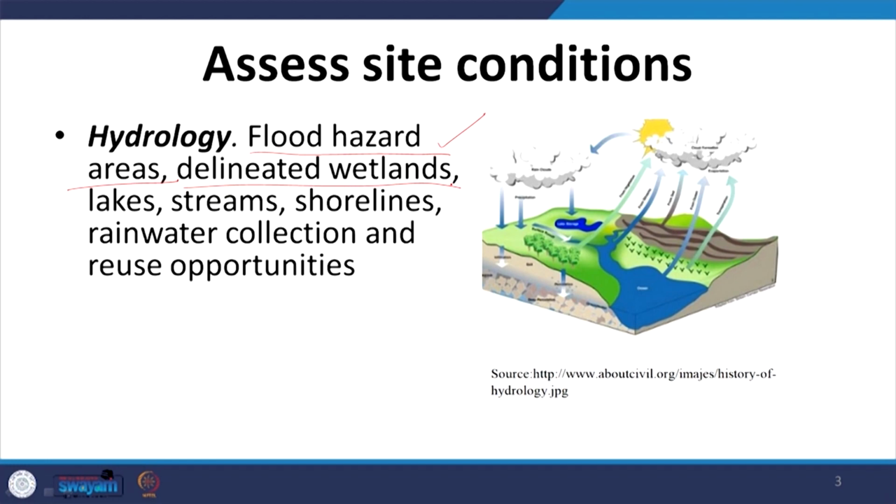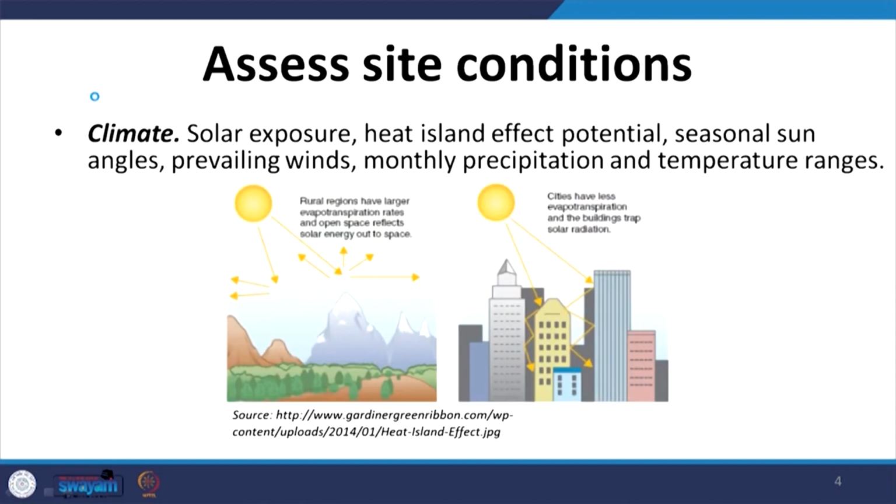Is our site or part of the site part of that wetland or lake or any other water body? What are the shorelines, if we are talking about the coastal areas? What are the rainwater collection and reuse opportunities, depending upon the topography analysis that we have done? So, topography and then hydrology are very important to be understood before we go on to design and develop the site. The next is climate.